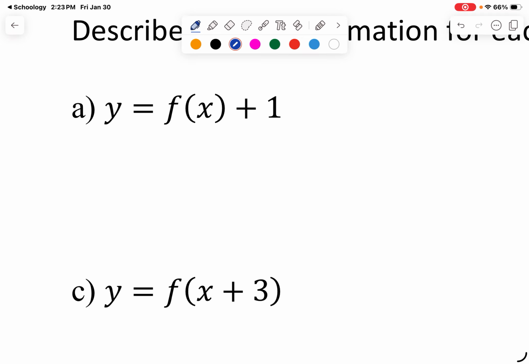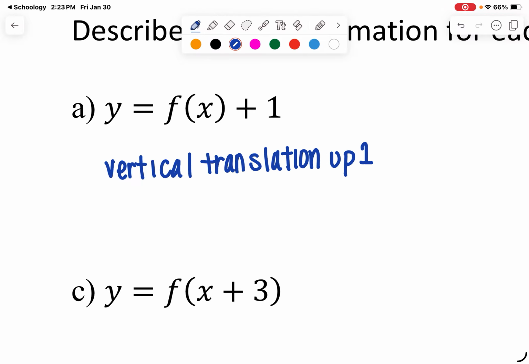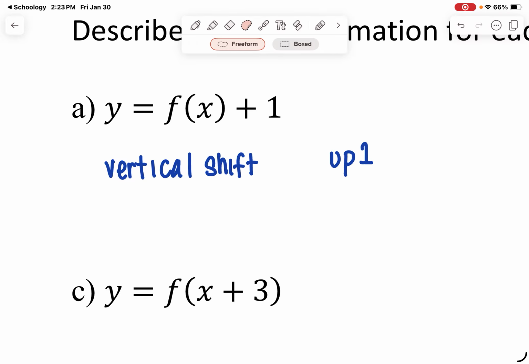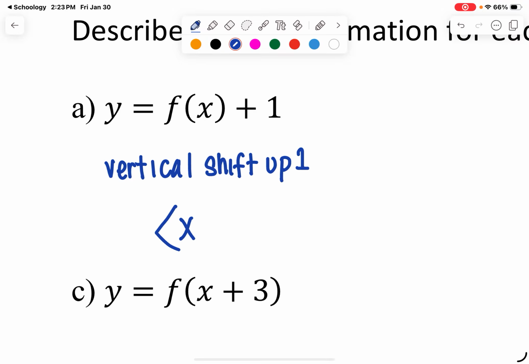Okay, so this right here, I have +1 on the outside of the function. So what this means is that I should do a vertical translation up 1. Or vertical shift up 1 is fine also. Vertical translation, vertical shift up 1. Okay? I'm going to change it to shift because in pre-calc we use translation. I think we use shift in here last semester. So vertical shift up 1. Okay. So also while we're here, let's write a rule of what that looked like. It's a good idea to practice the rule. So nothing changes on x, but on our y value we would add 1.